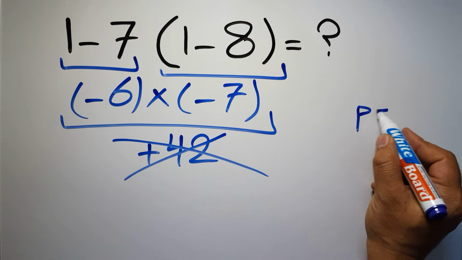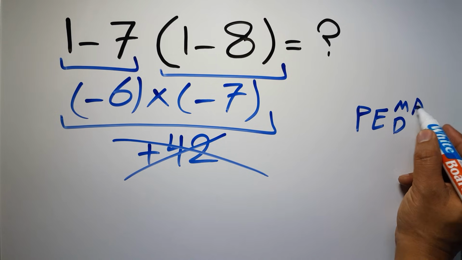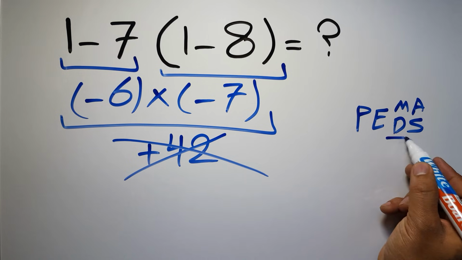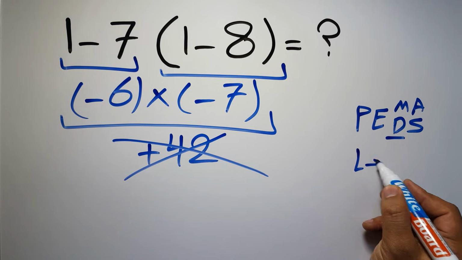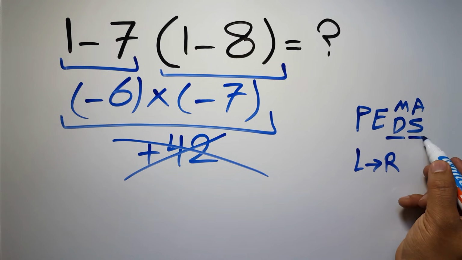to do parentheses, then exponents, then multiplication or division, and finally addition or subtraction. Remember that multiplication and division have equal priority and we have to work from left to right. And the same applies to addition and subtraction.